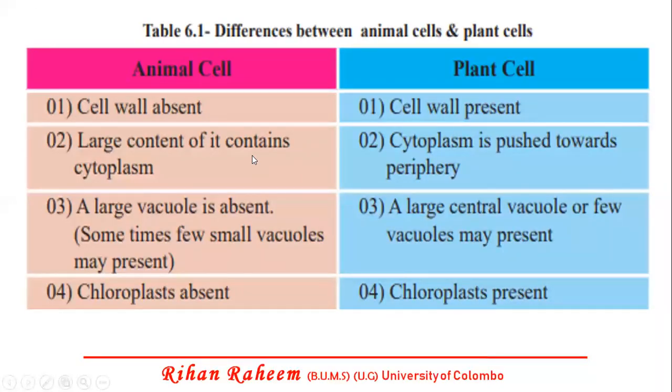Here in number 2, a large portion of it contains the cytoplasm. That means in both plant and animal cells, cytoplasm is everywhere, but in the plant cell, the cytoplasm is pushed to the periphery. That means it is pushed to the corners.